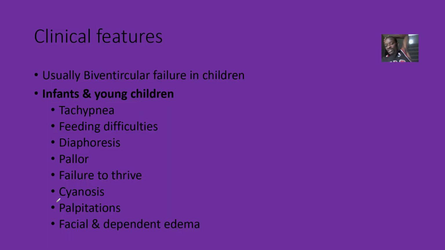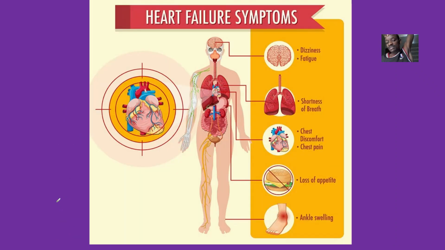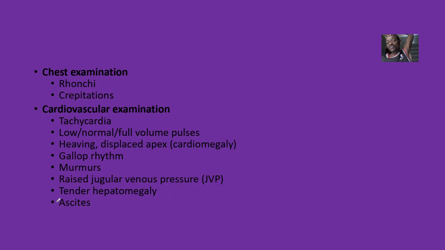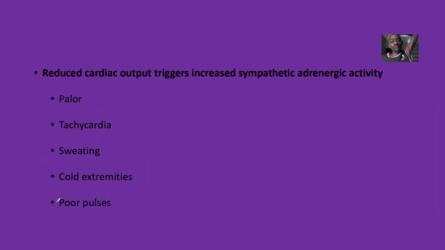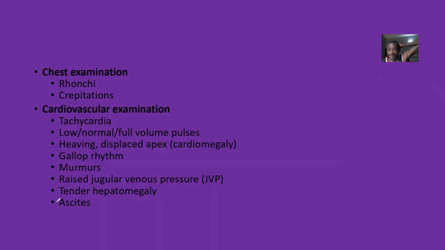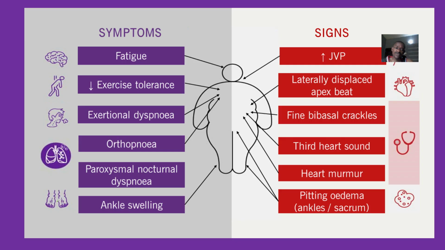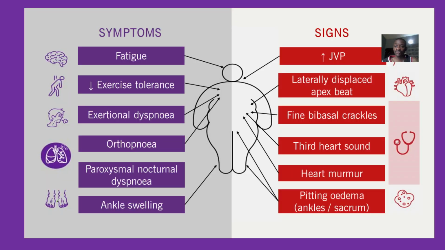So these are infants and young children, then older children and adolescents. All right, what you see on chest examinations and all of that. Okay, so let's discuss them. So it's just all about listing. Maybe if you hear a new word that you don't really know what it means, you can just comment, hey, what is this word, and I'll explain it to you.